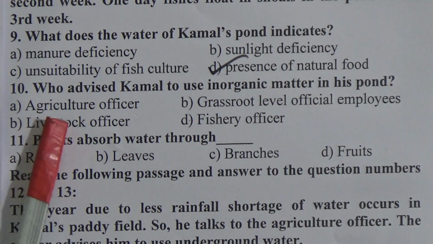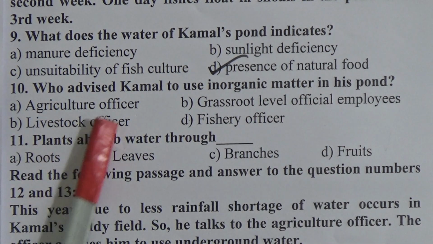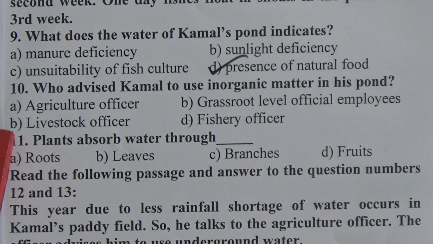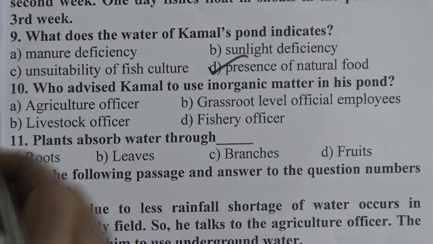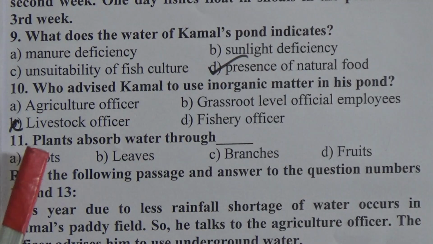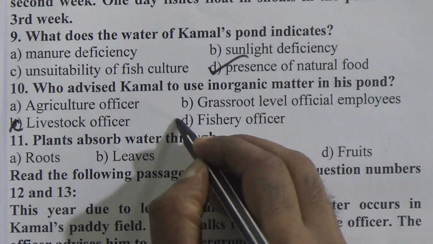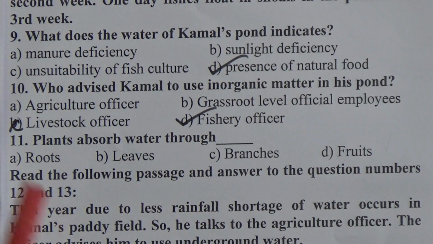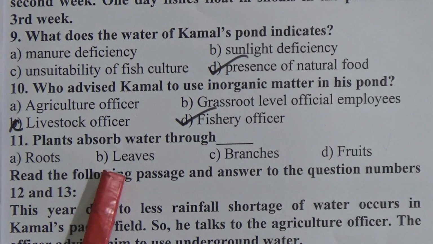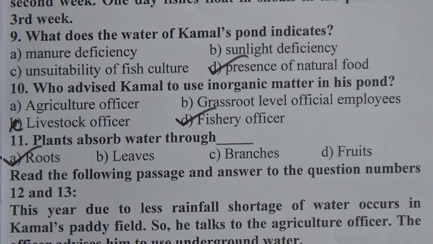10 number, who advised Kamal to use inorganic matter in his pond? A. Agriculture officer, B. Grassroots level official employee, C. Livestock officer and D. Fishery officer. So look here, it will be C, but by mistake it is written here B. Okay, fishery officer is the correct answer. 11 number, plants absorb water through dash: A. roots, B. leaves, C. branches, D. fruits. It is roots. Plants absorb water through roots.